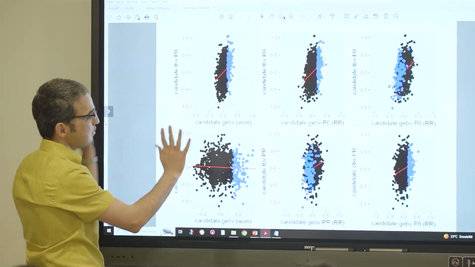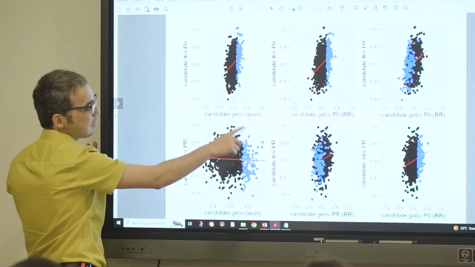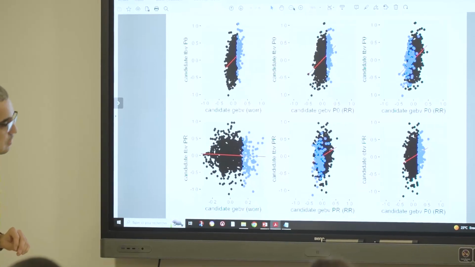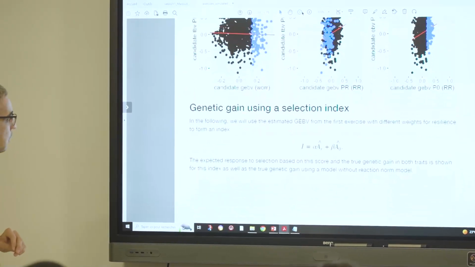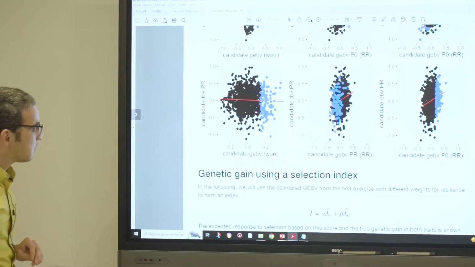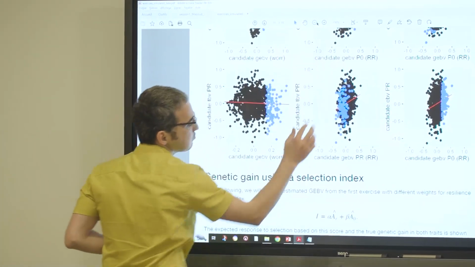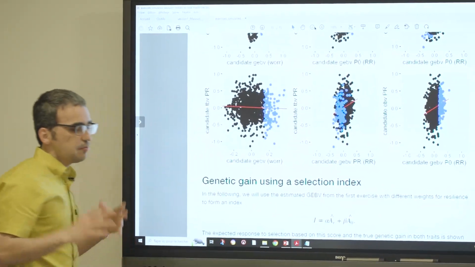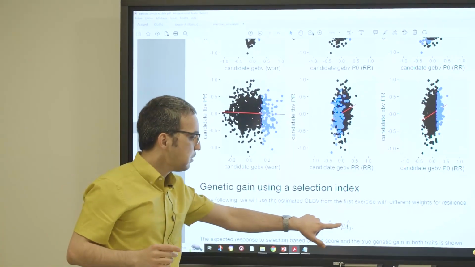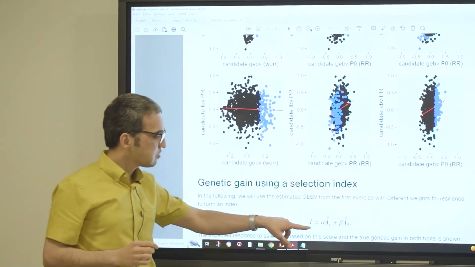With this, we are already done. We cannot do anything. We choose the best animals, and we already lost resilience. Now, if I use a selection index, which means that I combine these two into a selection index, we don't know what values to choose for alpha and beta.